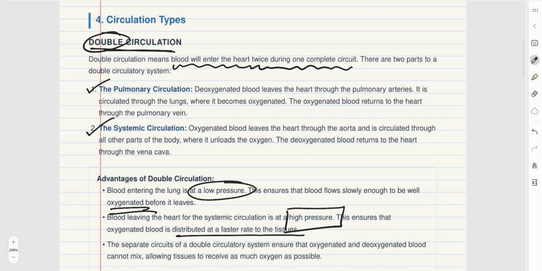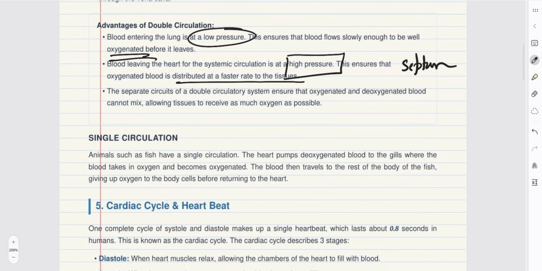Okay, and finally, what I said before, there is something known as the septum, right, which separates the right side of your heart from the left side. This ensures that your oxygenated and deoxygenated blood don't mix. Your tissues receive as much oxygen as possible, right? So this is an example of double circulation.